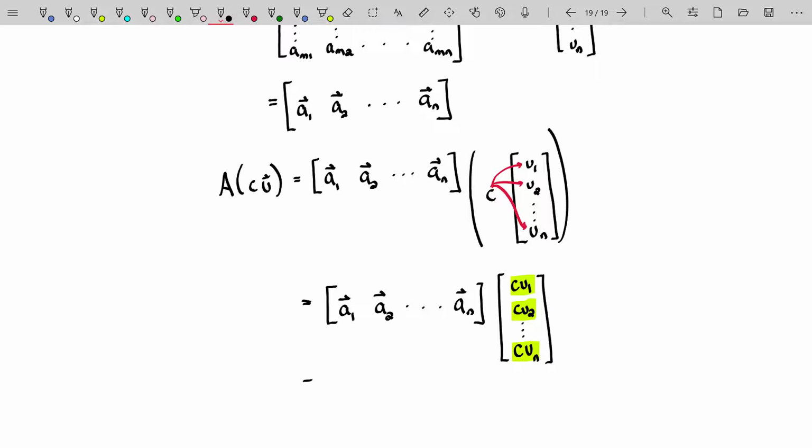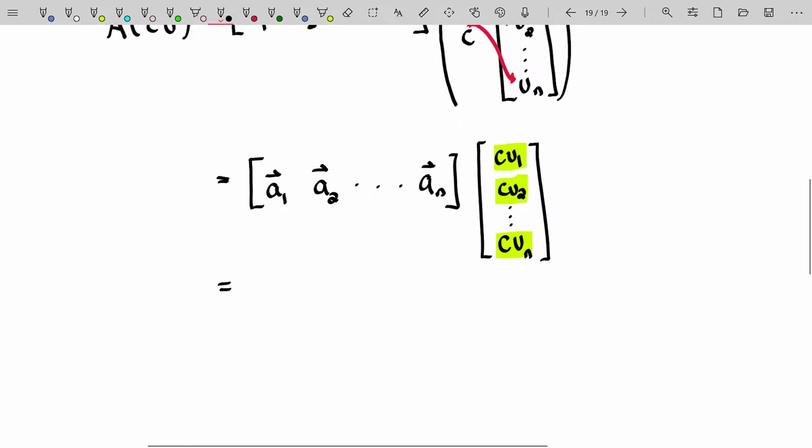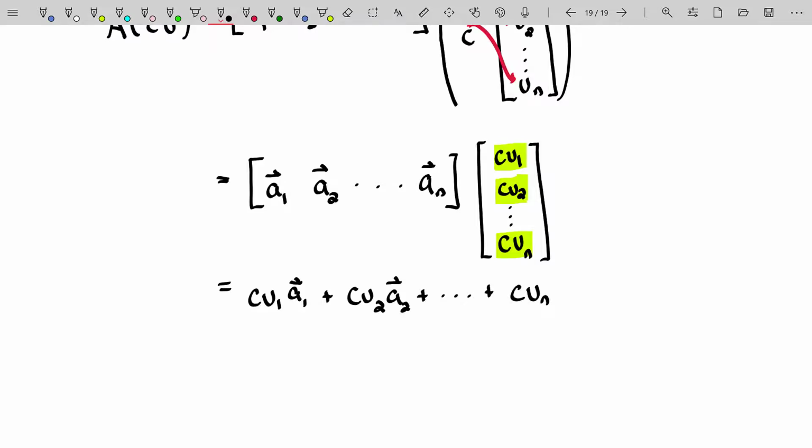So this is going to be the linear combination cu1 times the vector a sub 1 plus cu2 times the vector a sub 2 plus ... plus cun times the vector a sub n. And we get all the way down to here.